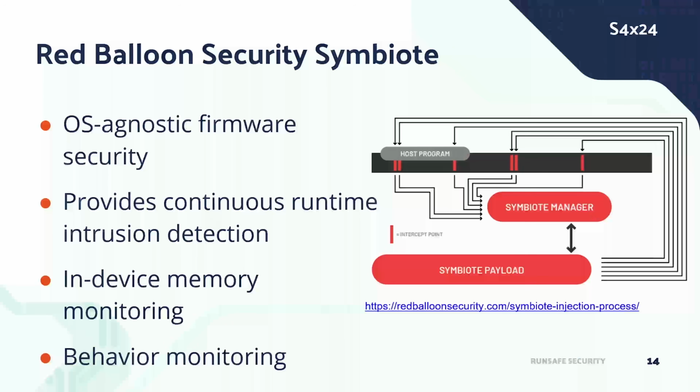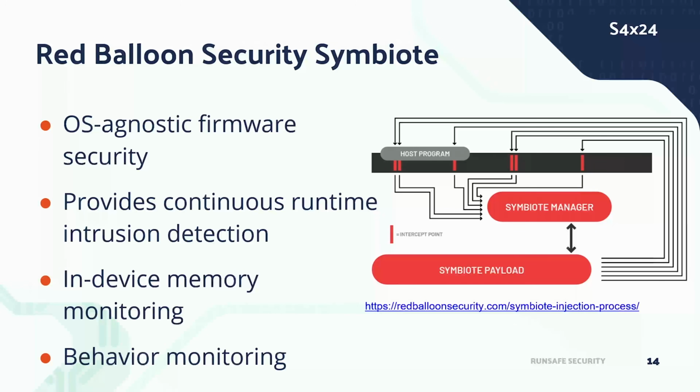But there's two really cool companies that are doing that today. Red Balloon Security has their Symbiote product, and it's an OS-agnostic firmware security tool. So it can take your binary, add in the Symbiote technology, and then they're kind of executing in empty space of your firmware, and they can then give you continuous runtime monitoring and intrusion detection.